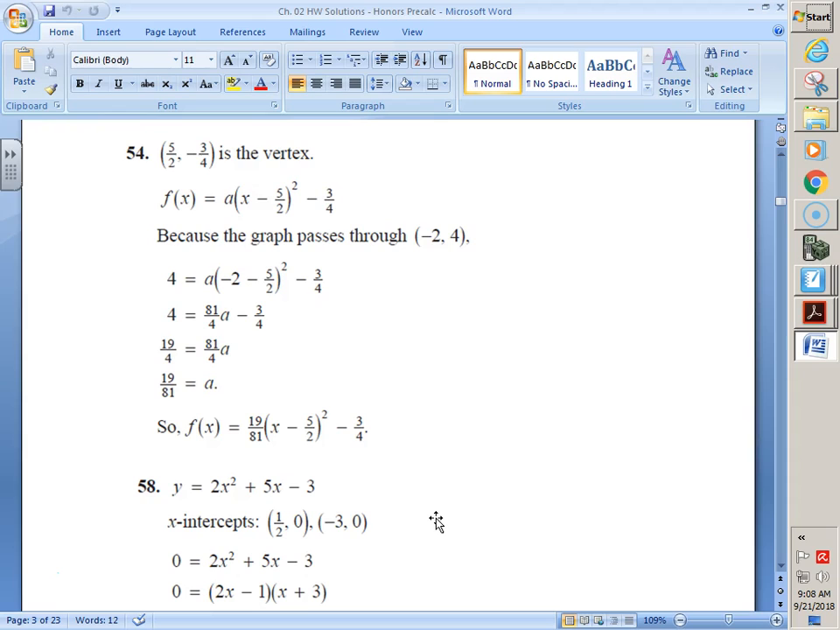Okay, number 54. Did you figure out how to do it? Plug in h, plug in k. Oh no, I'm missing a, but I have an x and y. Plug in the x, plug in the y, solve for a. 19 over 81. Plug it in and you're done. They gave you all the clues you needed. Plug in h, plug in k. Oh no, who's a? Oh, x, y. Plug those in, solve for a. Number 58.